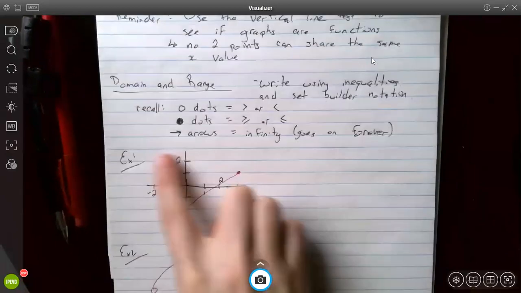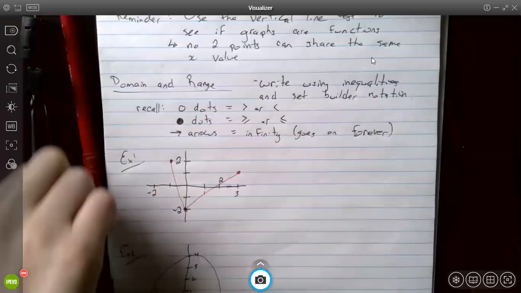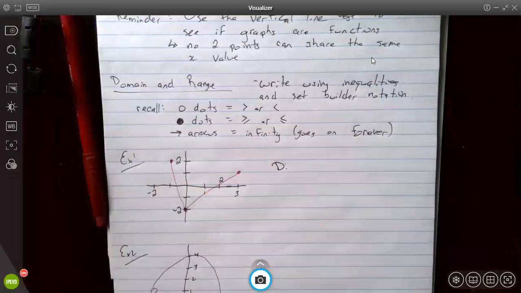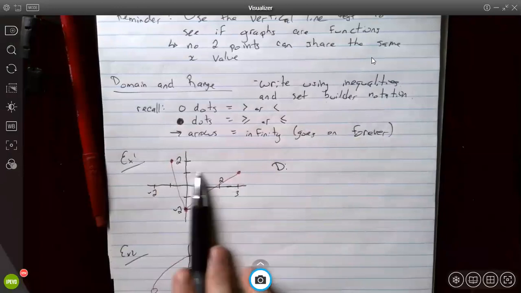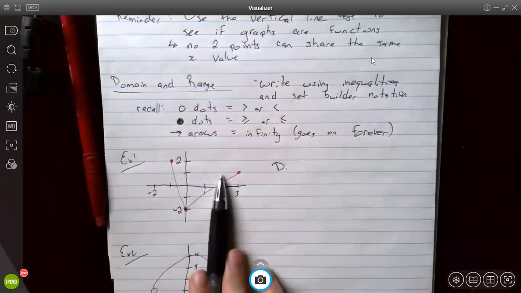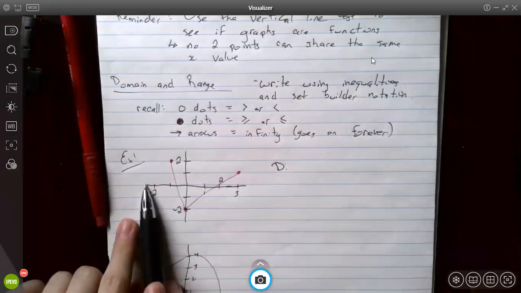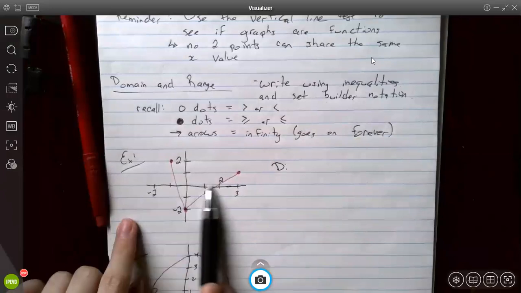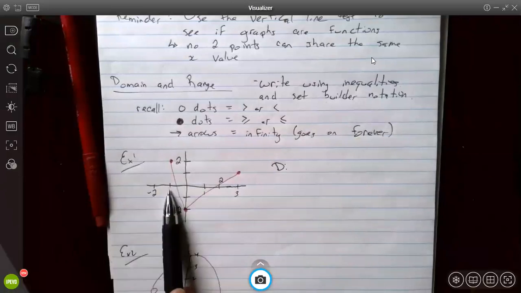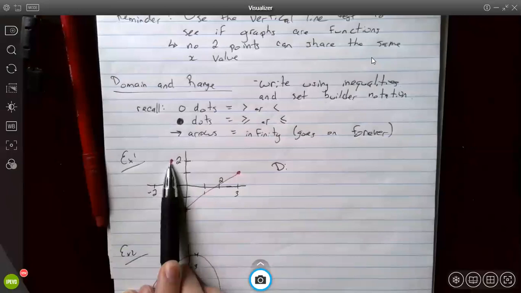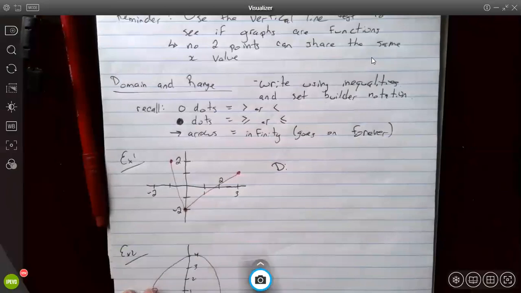So this is the first graph that we have here. For domain, we're going to start by writing out the X values that fall within this graph. When we're looking at X values, we're looking at the width of the graph, essentially how far across it goes. So we're going to start by reading off our lowest value on our x-axis. This is the furthest to the left our graph goes, and that point is at -1. So -1 is going to be our smallest domain value.